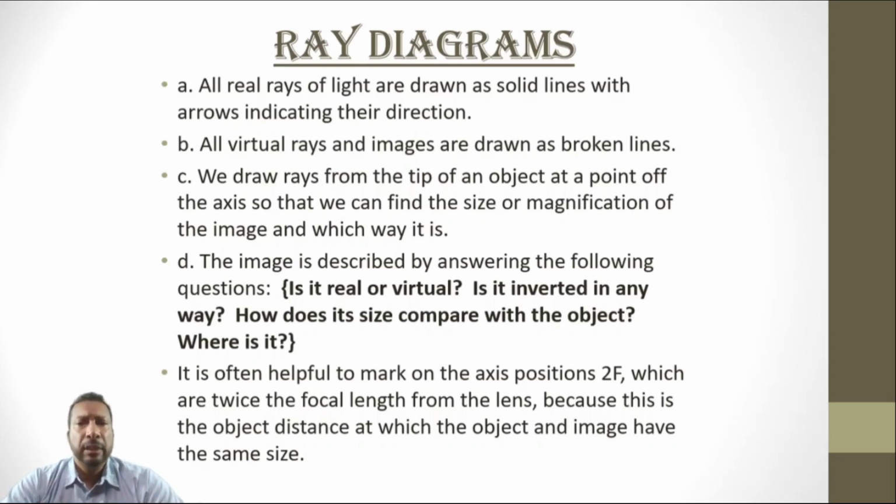Is it inverted in any way? When you look through a lens, you can see an image that is upright or upside down, aka inverted. So when you draw a ray diagram, if your image is pointing in the same way as your object, we say it is upright. If your image is pointing in the opposite direction, then we say it is inverted.